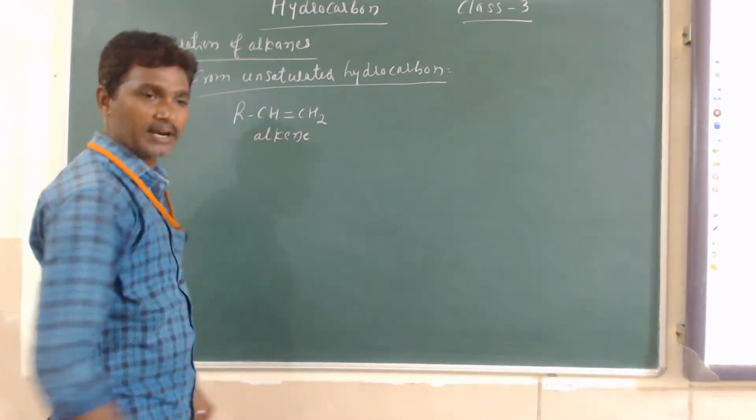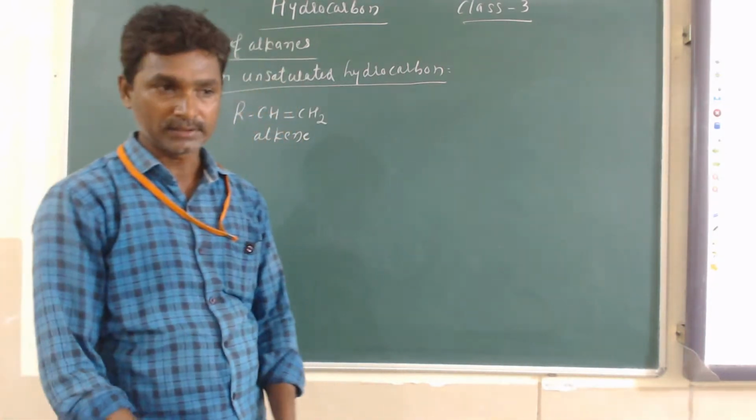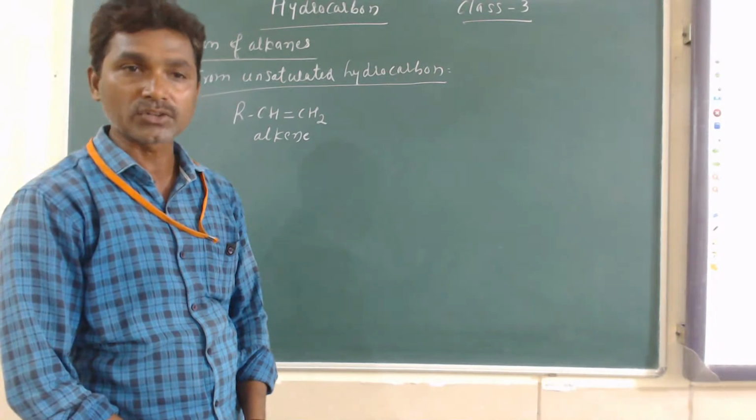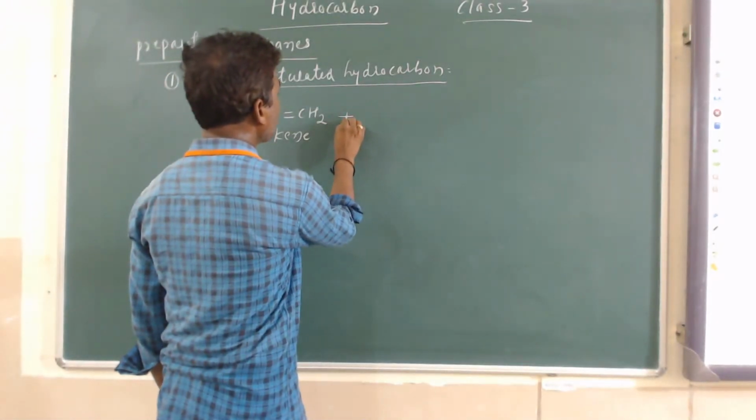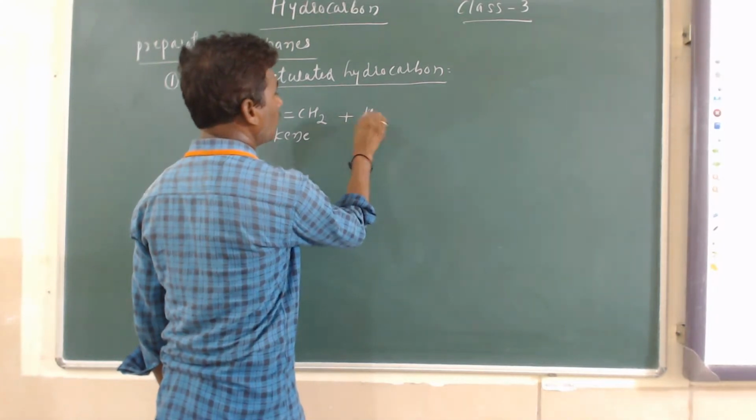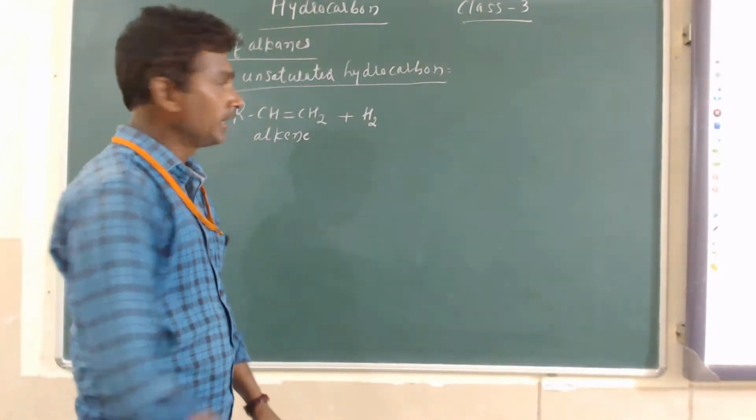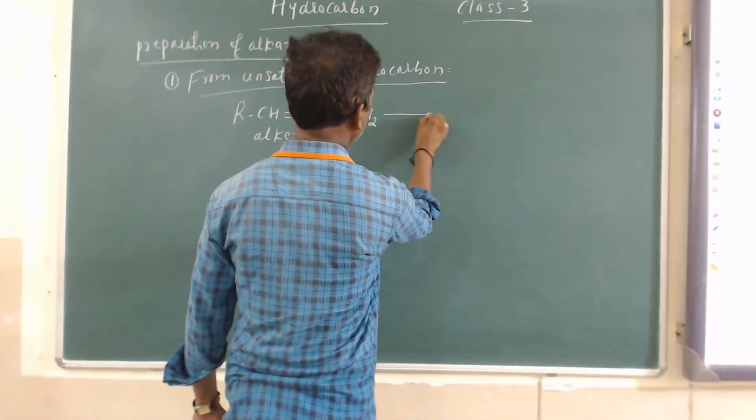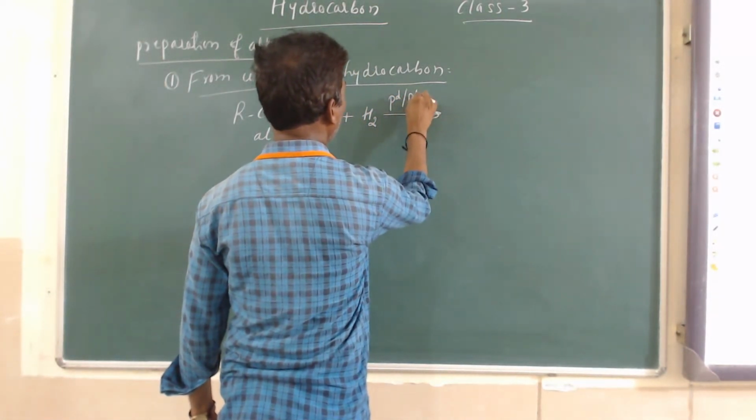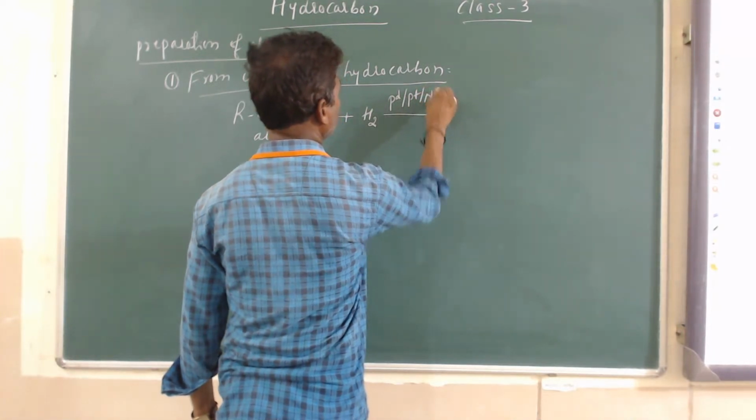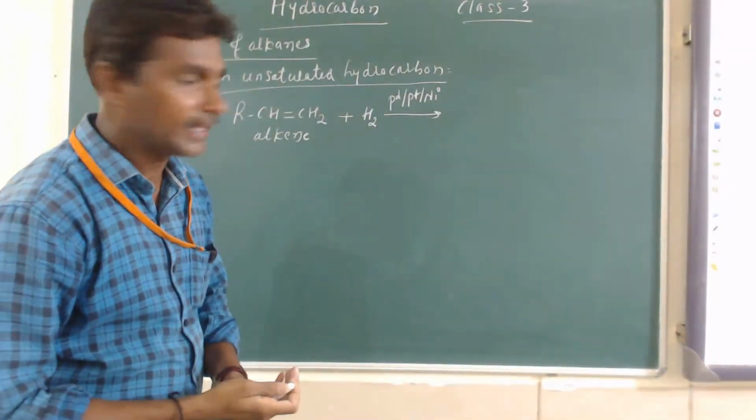This unsaturated hydrocarbon is called an alkene. To this alkene, you have to add dihydrogen, H2, in the presence of a palladium, platinum or nickel catalyst.